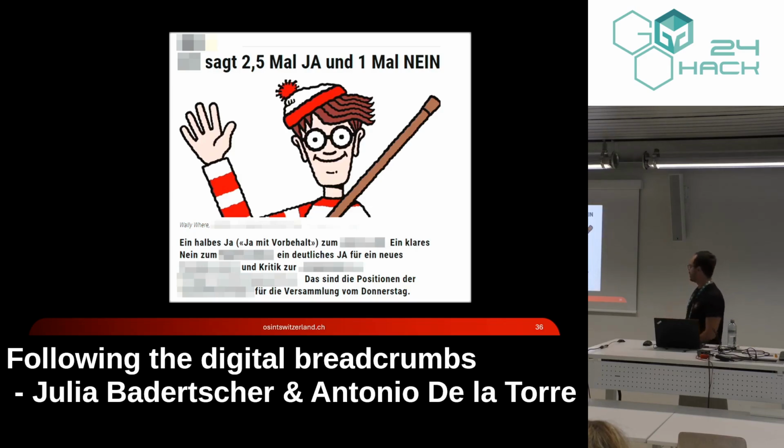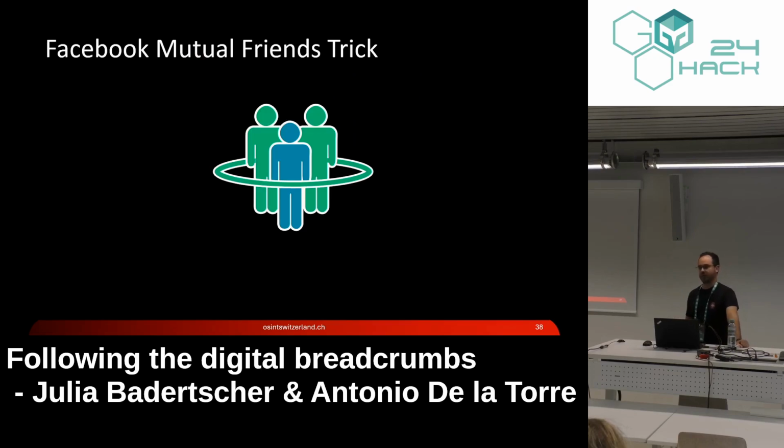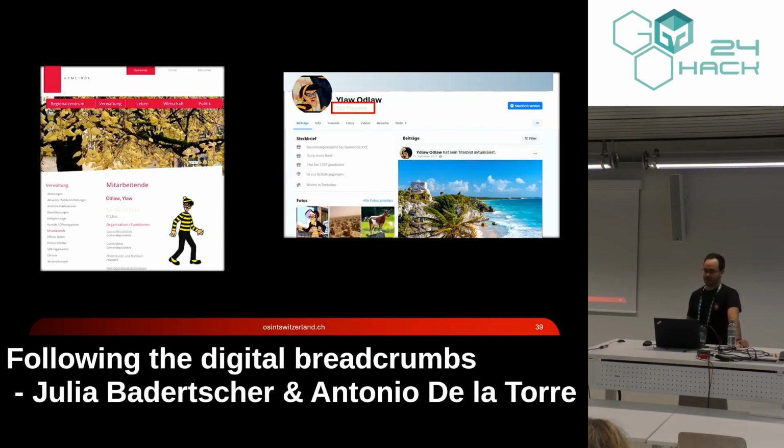So let's Google a little bit more, and we found that our Wally Ware is really politically active. So from there, we find that he's actually part of a commission. In this commission, he's a member, and there are other people that he might be friends with. So we know that all of his friends are private, right? So we don't know who he is friends with. But what we can try to do is use the Facebook mutual friends trick. So we know that Otlaf Ilaf, who is the president of the commission, might be actually friends with him, or they might know each other because, I mean, they're both members of this commission.